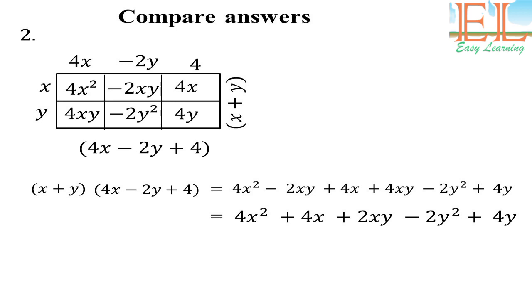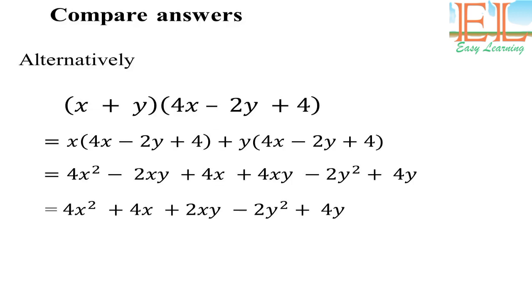Alternatively, we could apply the distributive property as we saw in the first question. So here we take x and multiply by 4x minus 2y plus 4y. Then also take y and multiply it by 4x minus 2y plus 4. So when I expand, I'll get 4x squared minus 2xy plus 4x plus 4xy minus 2y squared plus 4y.